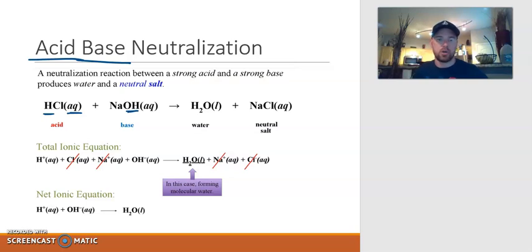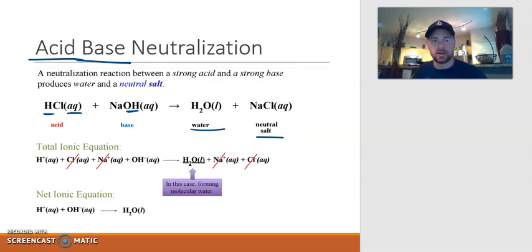And what do they produce? They always are going to produce water and then some sort of salt. Remember, salt is the general name for any ionic compound. So that's what an acid-base neutralization reaction is. It's still double replacement, but it's more specific.